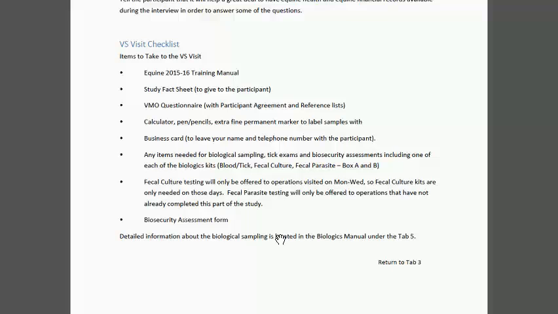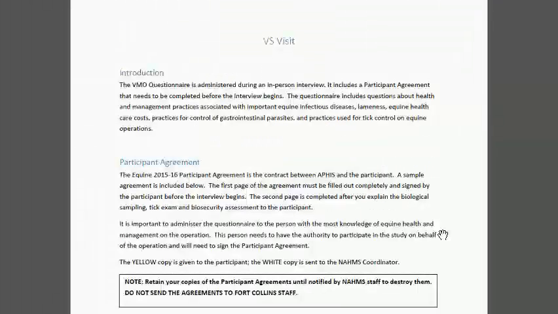Jason's figuring out how to advance this.